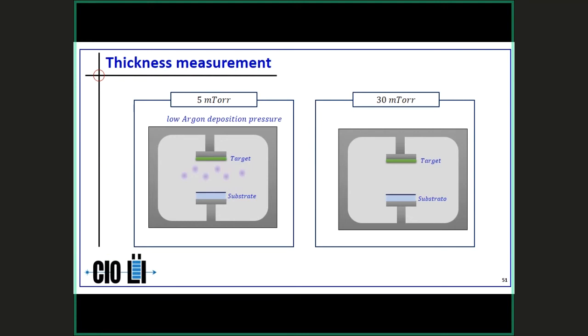Low argon deposition pressure means there is a low quantity of argon atoms inside the chamber. High argon deposition pressure, as we can see here, means there is a high concentration of argon particles, argon atoms. So during the deposition, there will be ejection of the target atoms. During the ejection of the atoms at low argon deposition pressure, because there is a low quantity of argon, they do not collide with the argon atoms.